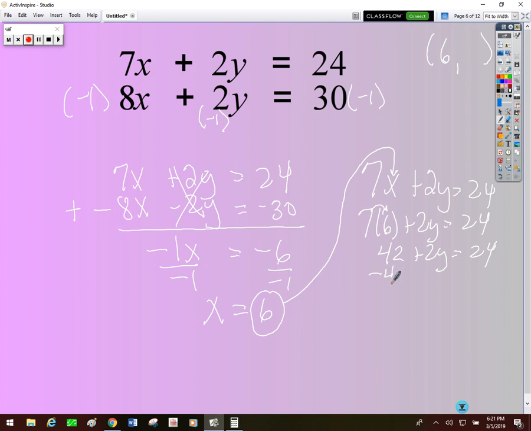All right, so we're going to subtract 42 from both sides. I have 2y is equal to negative, I think that's negative 18. 24 minus 42 is negative 18. So then I divide by 2. Y should give me negative 9. So my solution is (6, negative 9). And that means this is the only pair that will solve both of these at the same time.